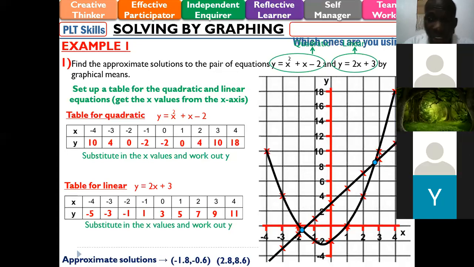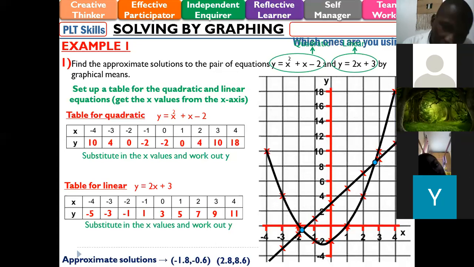You do the same for the quadratic equation as well as the linear equation. Now you realize that there is a cut between the linear equation and the quadratic equation. That point forms the intersect. So that intersect spells out the solution for both equations. All you need to do is to trace it to the corresponding x-axis and y-axis. You write down what the values are. Also, for another intersect, you trace it to the y-axis and the x-axis to get the value.